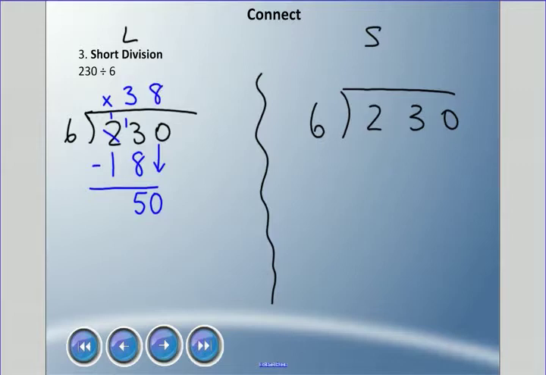So I'm writing it over the 0, and I'm going to subtract 48, and I'm left with 2. 6 cannot go into 2, so we're done. So the answer is 38, remainder 2.